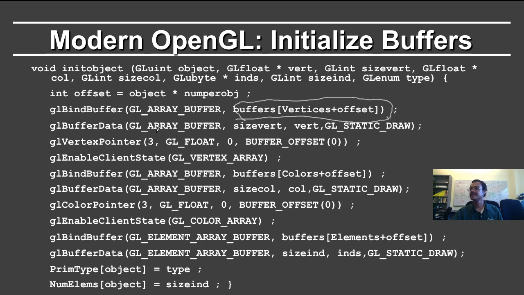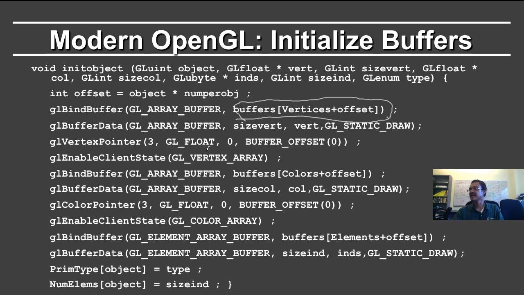Then I have to define the data in the buffer, which is size of the number of vertices, and vertex, and GL static draw is just a command which tells the system how to optimize things. All right, so then I define a GL vertex pointer into the buffer, and this is 3 variables. They're a floating point type, and then I have my buffer offset into the buffer. And then I enable the client state of the GL vertex array that enables it to be drawn.